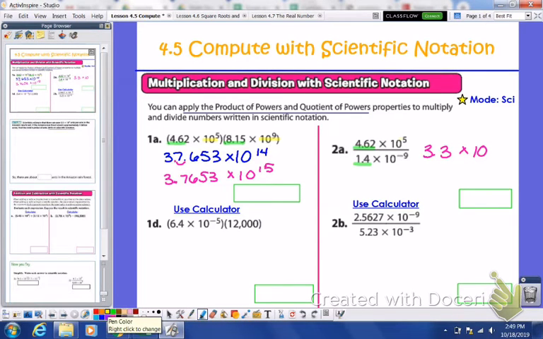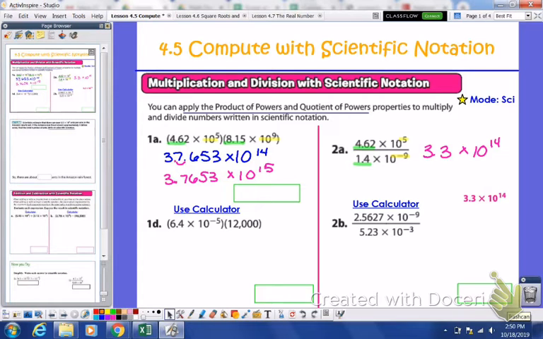So we have 10 to the 5th over 10 to the negative 9. So we subtract when we divide. So 5 minus a negative 9, same thing as 5 plus 9, leaves us with an exponent of 14. Now we double check. Yes, our decimal is in the correct space. So our answer is 3.3 times 10 to the 14th. So we didn't need to modify that answer at all. The decimal was already in the right place.